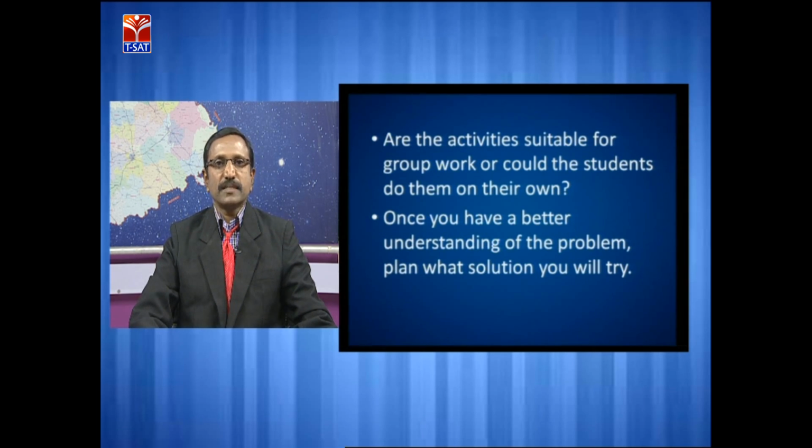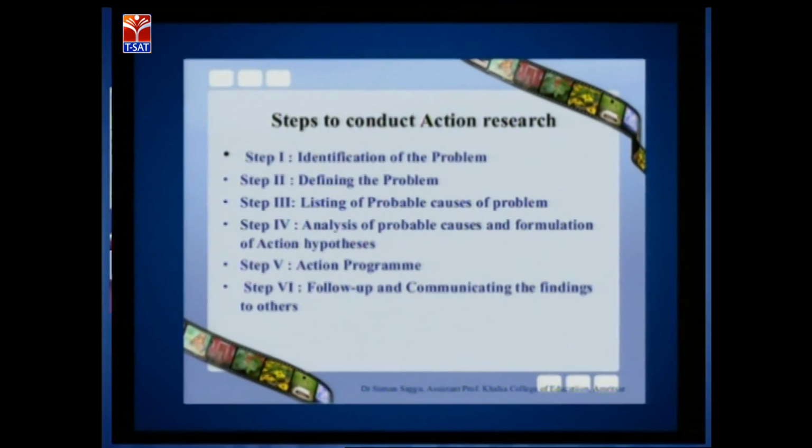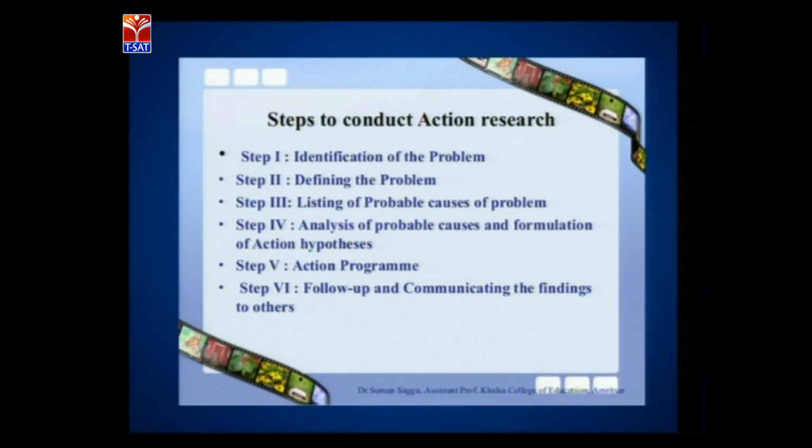Once you have a better understanding of the problem, plan what solution you will try. Now, what is the process of conducting action research? Steps to conduct action research. So before starting the action research, go through these steps. There are 6 steps given. Step 1, identification of the problem, just as we have completed in this session now. Identification of the problem is the first step of taking up action research.